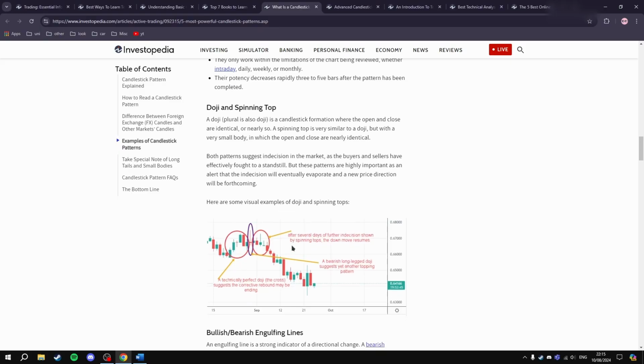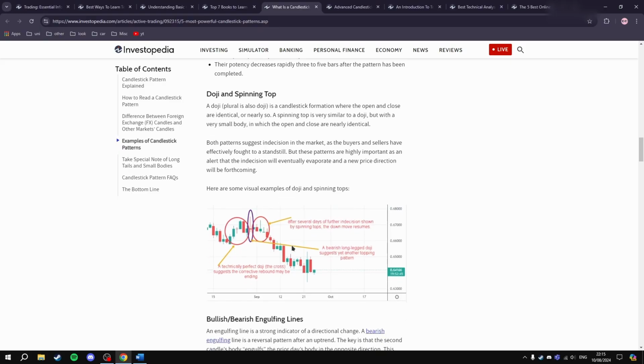Okay. So what does potency mean? So their effectiveness decreases rapidly 3 to 5 bars after the pattern has been completed. Yeah, I don't really understand what they mean by potency.